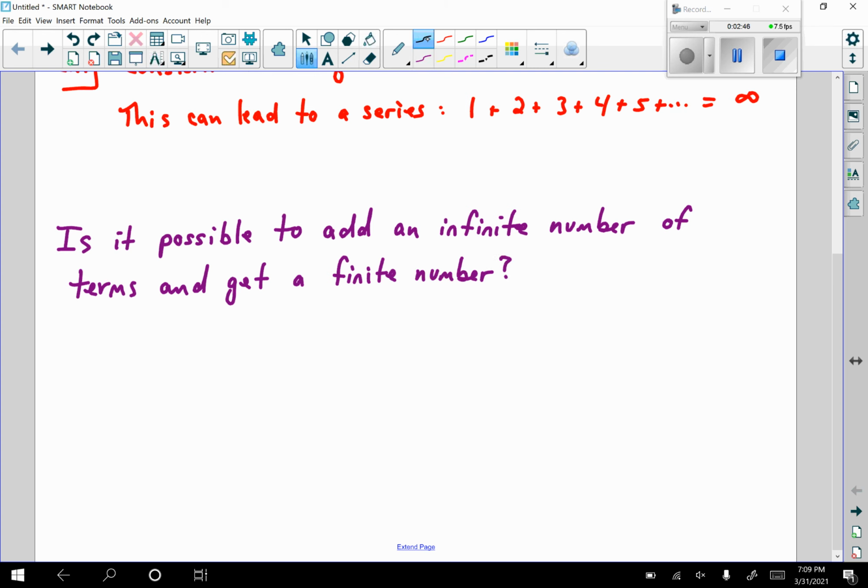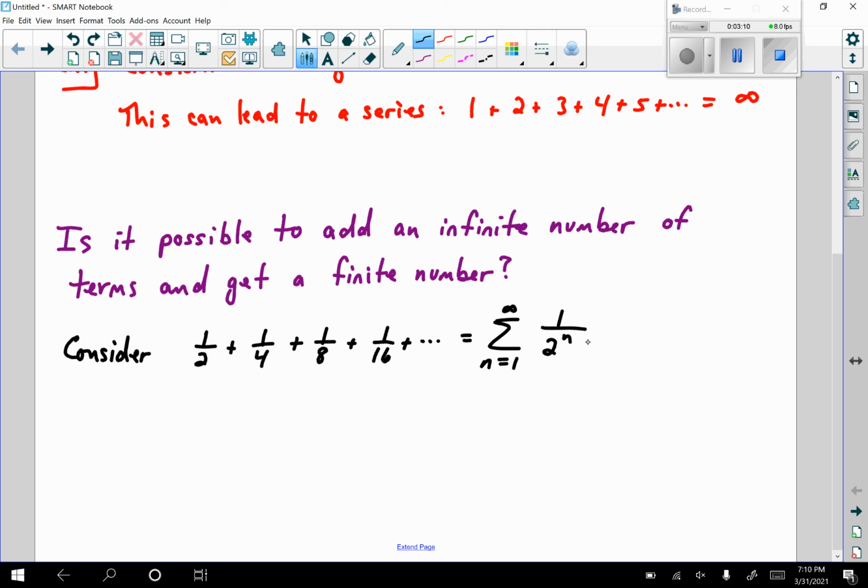So let's take a look. Let's consider this series here where we start with 1/2 plus 1/4 plus 1/8 plus 1/16, and so on. So we could write this as the summation as n goes from 1 to infinity of 1 over 2 to the n. All of the denominators are powers of 2. So now let's let S equal this series, the sum of the series here.